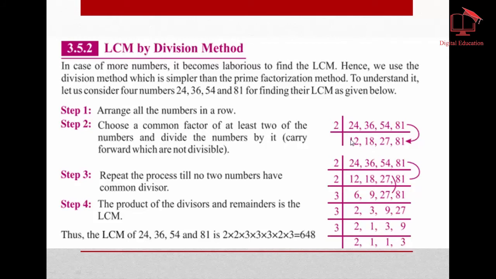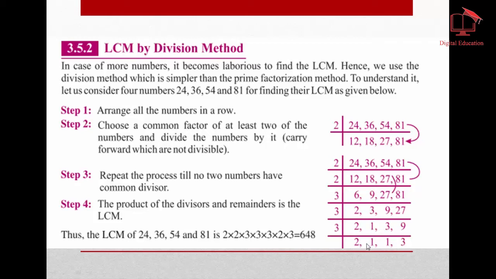Now 2 12s are 24 and 2 18s are 36. 2 27s are 54. Here you can see we have 2 numbers that are easily divided. So we will continue this process until we have no 2 numbers with a common divider. Now here you can see we have 2 different numbers and they do not have a common divider. So we will stop this process.